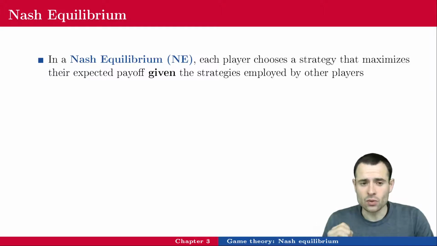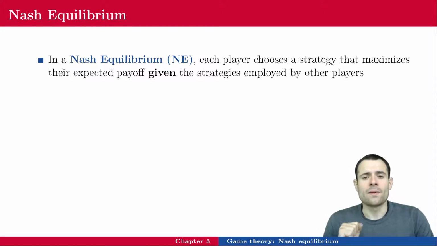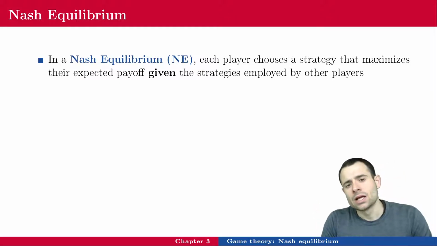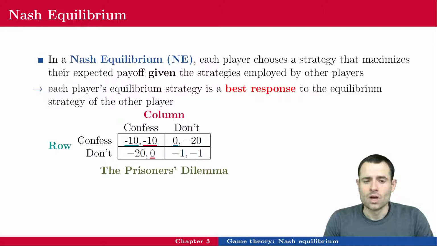So, in a Nash equilibrium, which I will call NE for the rest of the course, each player chooses a strategy that maximizes their expected payoff given the strategies employed by other players. If you remember what I said about dominated and dominant strategies, I talked about a strategy being a best response regardless of what the other player does. Here, I am looking at what the other player is doing. So each player's equilibrium strategy is a best response to the equilibrium strategy of the other player.